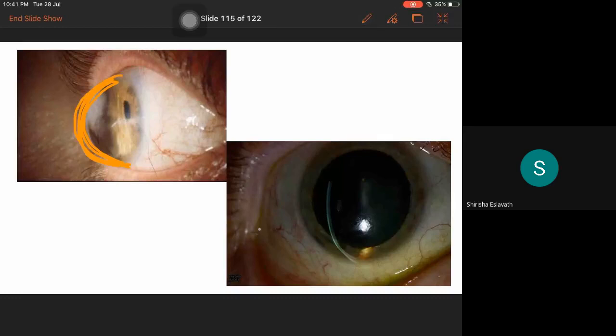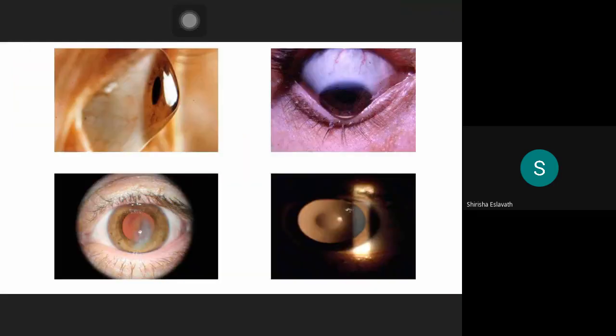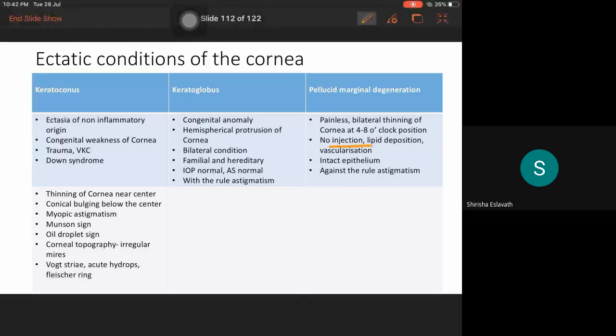Then you have the pellucid marginal degeneration. What is this pellucid marginal degeneration? Just below the center, in the periphery, you will see there is a thinning of the cornea. If you compare with the Terrien marginal degeneration, here there is no lipid deposition, no vascularization, nothing. Everything will be intact here.